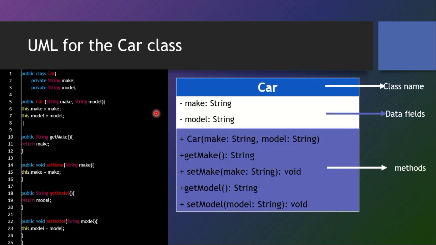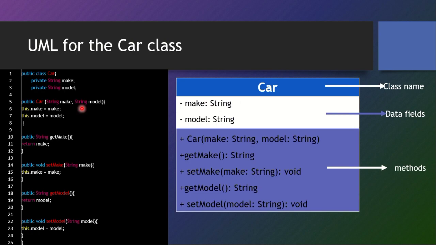So let's just look at the UML of the car class that we just created. Because we have declared this make as a string and private, we're going to say the name, and then the minus operator there is a representation of private. So wherever you see minus, that's private. Wherever you see plus, that's public. So that's just something that you need to have knowledge about. So we have our car class, we have our class name there, and then our data fields. We have private make string, and then the private model string as well. And then we have our methods.